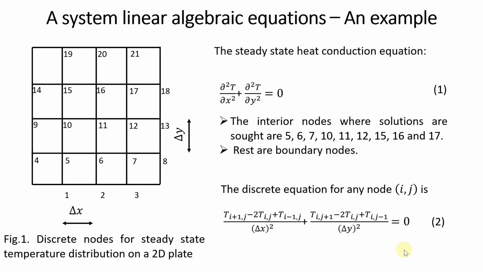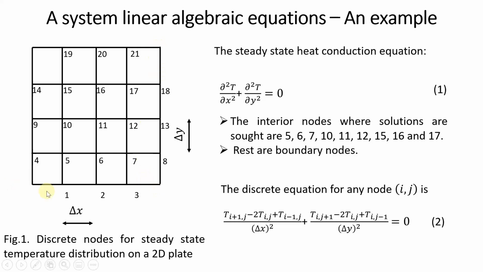Now, for an example, we consider, as shown in figure 1, a two-dimensional plate that is subjected to different temperatures on the bottom wall, right side wall, top wall, and left side wall. This entire computational domain is divided into 5 nodes along the x direction and 5 nodes along the y direction.